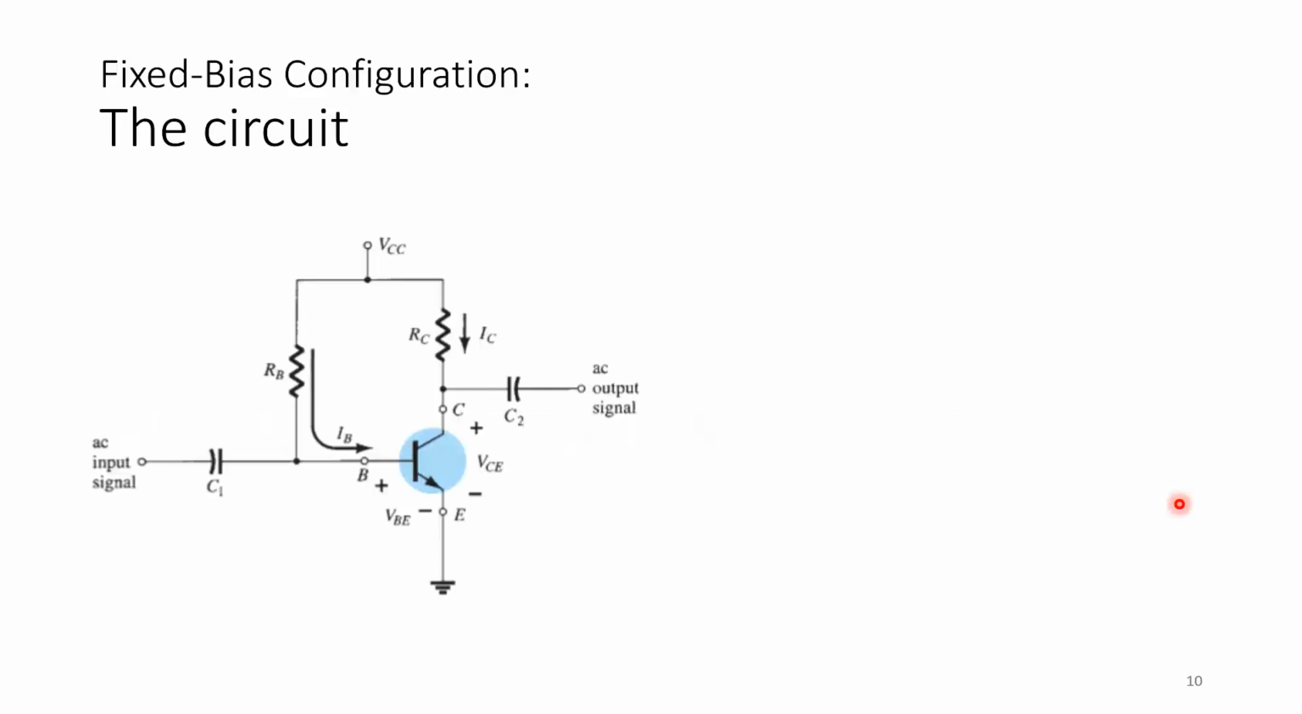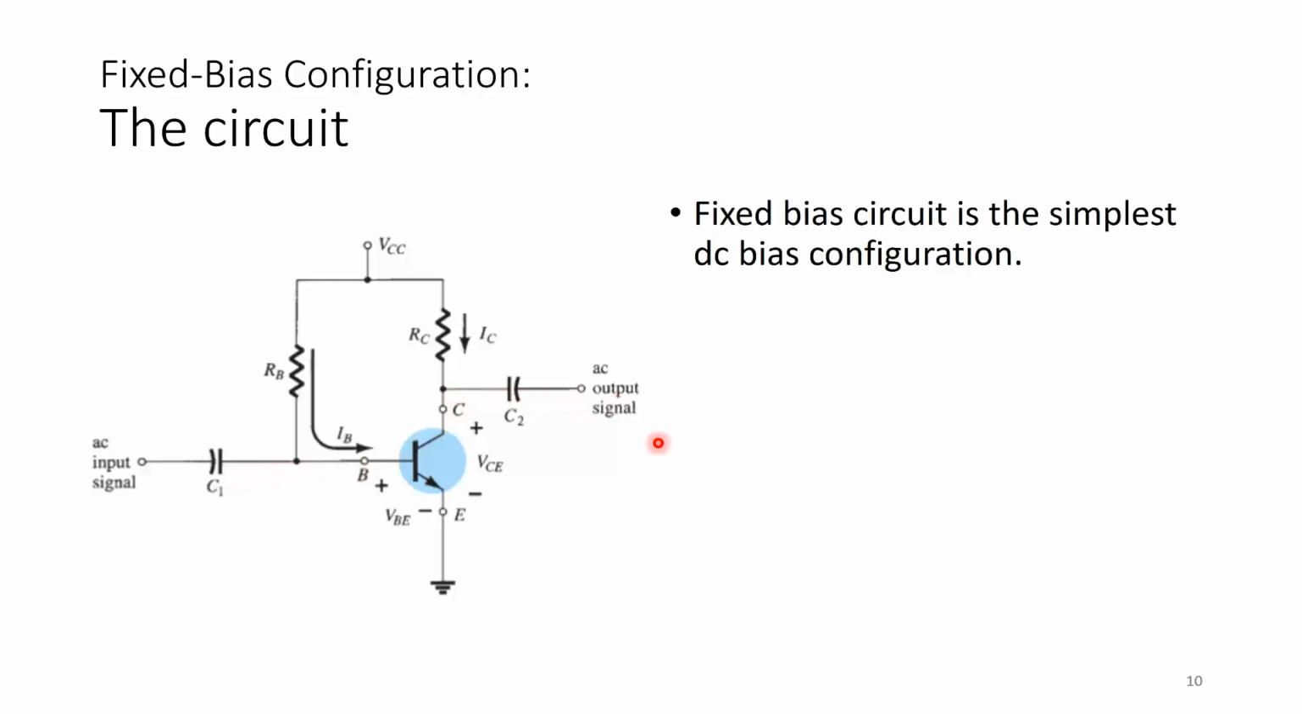Fixed bias configuration. We are done with the introduction. Now let's have a look at the fixed bias configuration. This is the circuit. We have the BJT connected in a common emitter configuration. There is an RB resistor that is connected from VCC to the base. There is RC, which is connected from VCC to the collector. The AC input signal is received at the base terminal, and the output signal is taken from the collector terminal. And this is the simplest DC bias configuration.